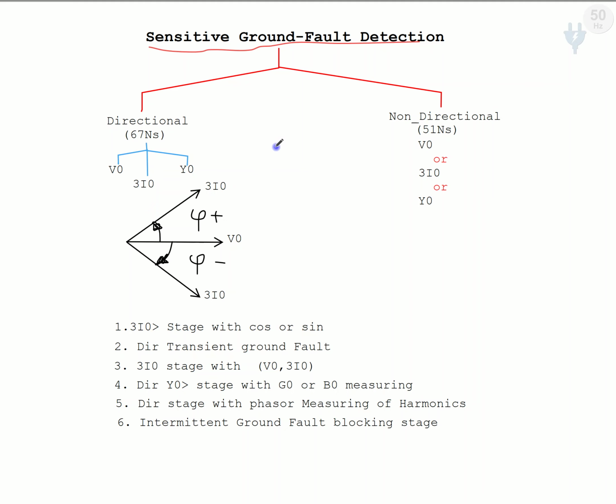Till now we have discussed around 10 sessions about sensitive ground fault, about the 3I0 stage with cosine of phi and sine of phi. This is phi we have discussed. And 6 sessions about the directional transient ground fault. Right now we are going to discuss the 3I0 greater stage with measuring the angle of V0 and 3I0.